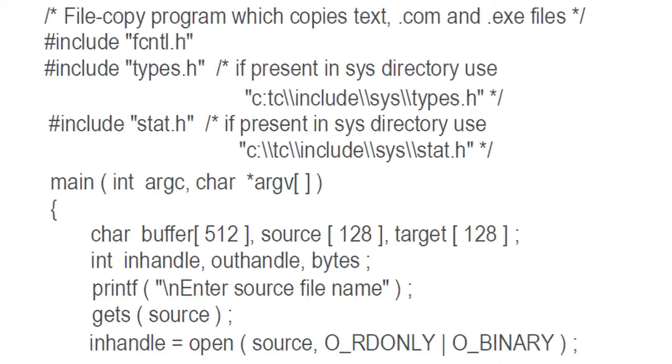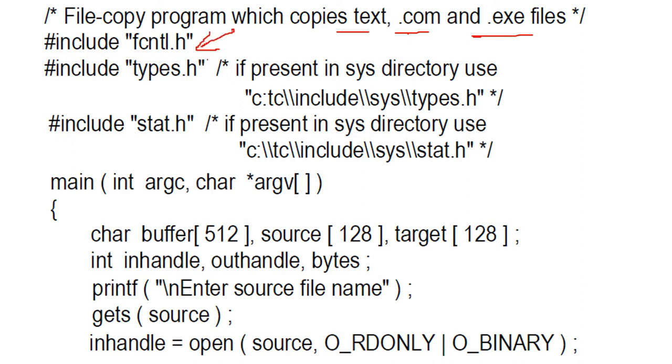So let us see the program now. This is a file copy program which copies the text.com.txt file. Apart from the traditional headers, we included fcntl.h, types.h and stat.h. types.h is present in this directory, stat.h is present in this directory. We have made this program a command line program. We have different buffer, source and target, and various integer variables also. You will see what these are going to do.